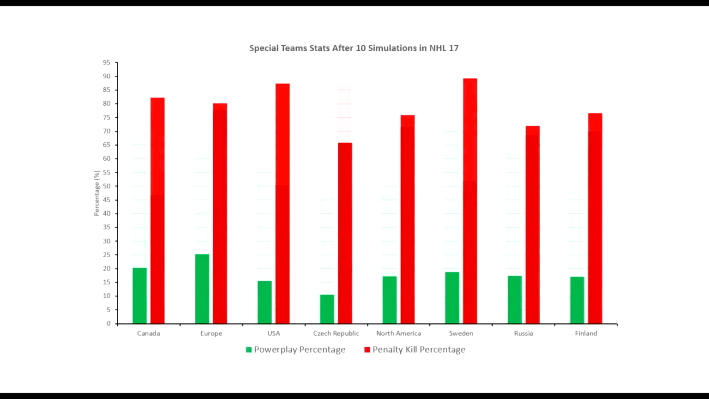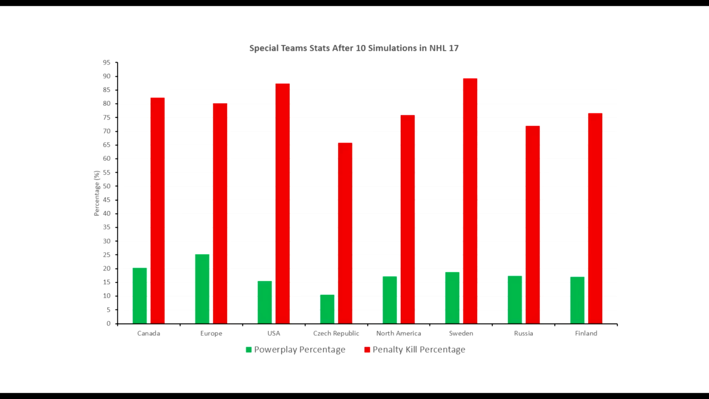And our last graph we have are the special teams. So we have power play percentage and penalty kill percentage. And, you know, it's pretty standard across the board. Team Canada, a lot of the teams did really well. Czech Republic did the worst here. They had the lowest power play percentage at about maybe like 12. And then penalty kill percentage, they really struggled. They had about 66. So not really good right there.